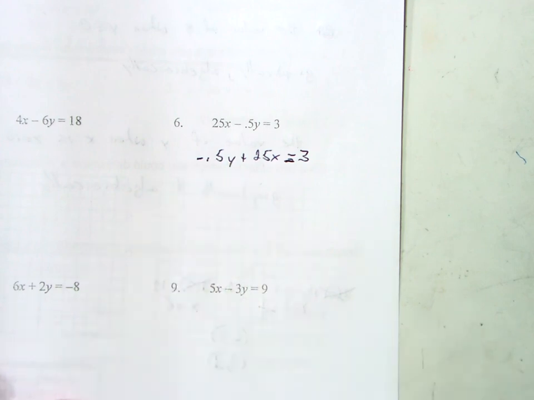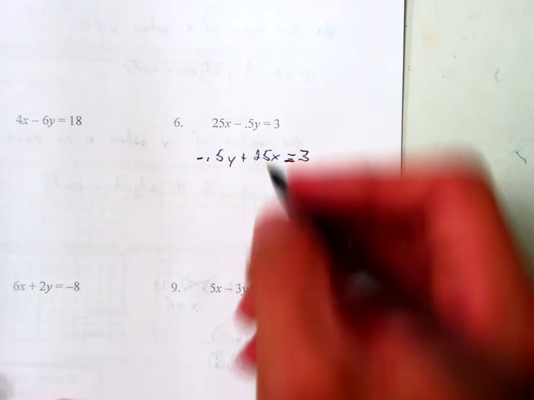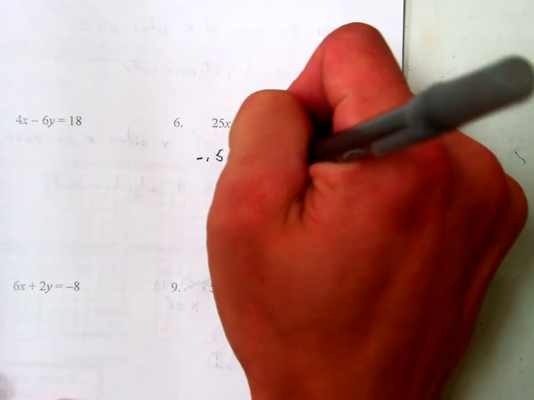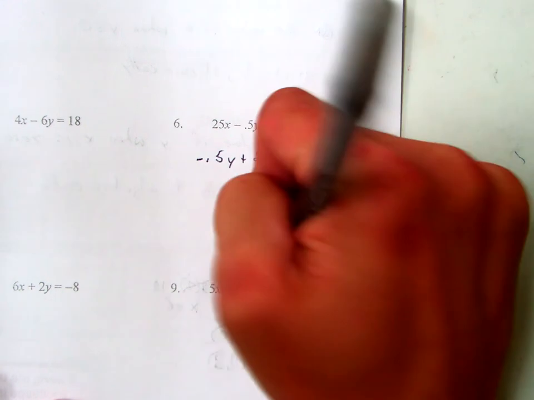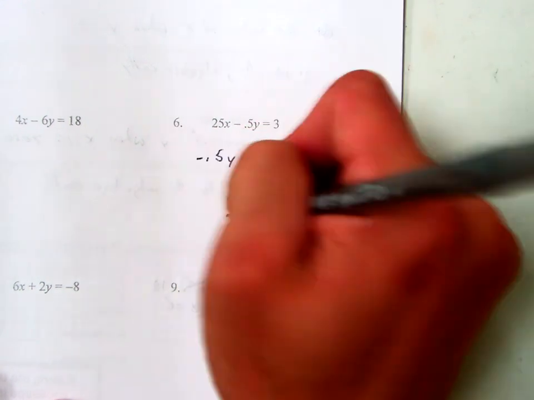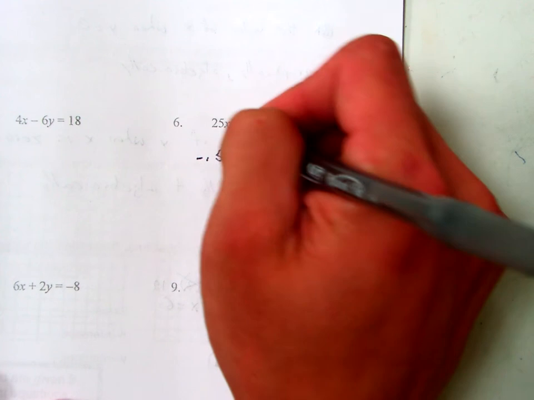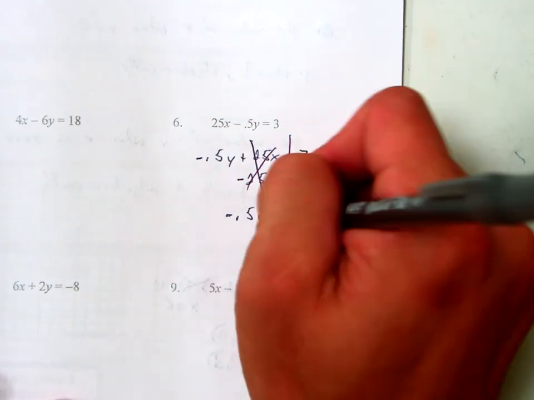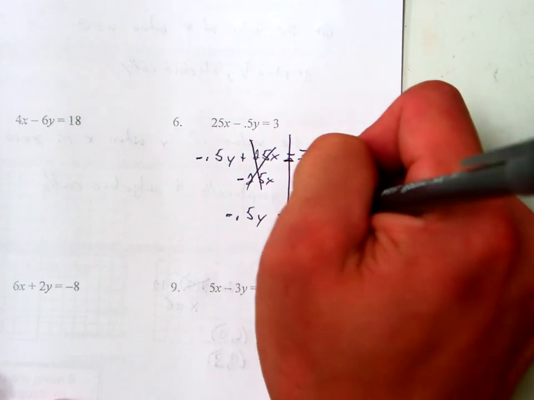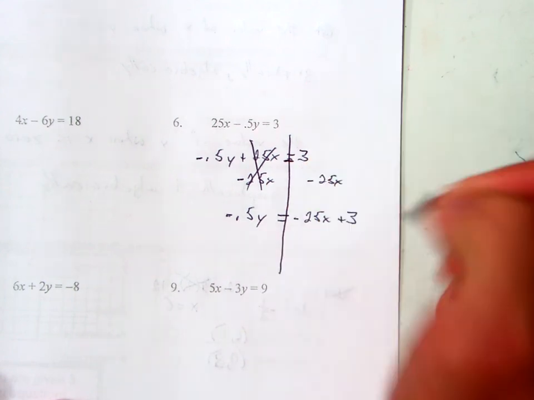There's 25x being added to it. So I'm going to get rid of that first. So subtract 25x from both sides. So I'm going to be left on this side with a negative 0.5y. Those are going to cancel out. And then I've got y equals negative 25x plus 3.